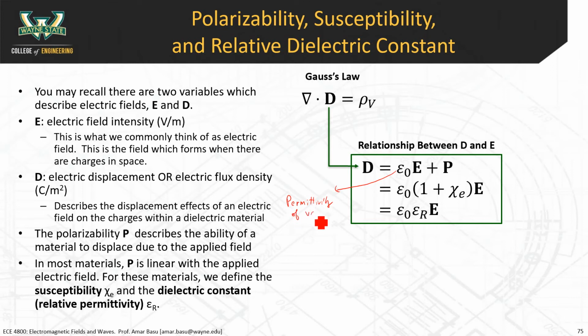So vacuum. And this is equal to 8.85 times 10 to the negative 12 farads per meter. That's a fundamental physical constant. You multiply epsilon 0 by the electric field. Okay, this is the displacement that you would get in free space. Okay, this extra P, this is due to the material.